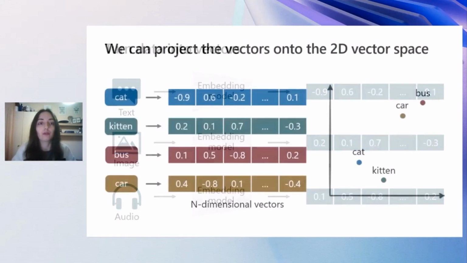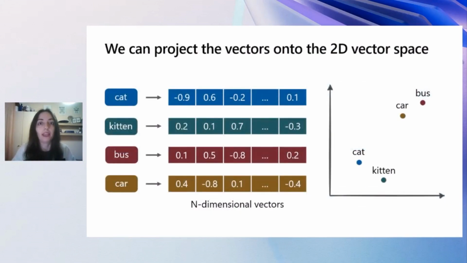But what is so special about vector embeddings that makes them so useful? By converting unstructured data into a numerical representation, we can measure the similarity of the original data by calculating the distance of the corresponding embeddings. For example, by visualizing the word embeddings in a two-dimensional vector space, we can see that the words cat and kitten, which are semantically similar, are located close together, while the words car and bus, which are dissimilar, are placed further apart.